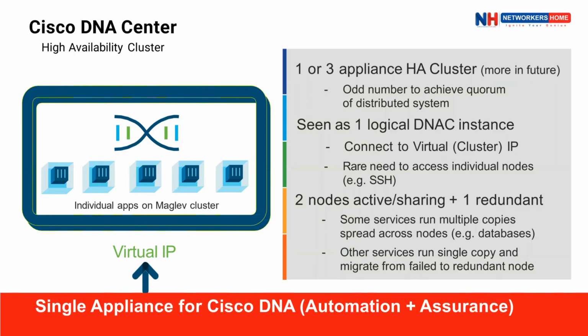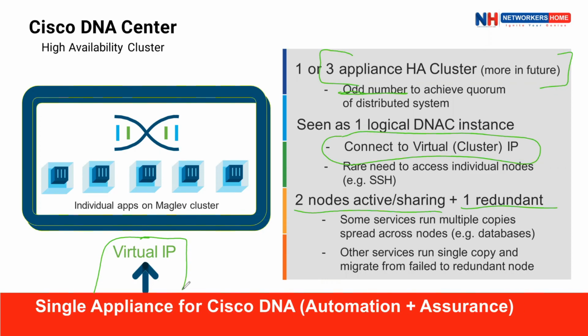Now, speaking of the architecture of DNA Center, we have to make sure that it is a 3 appliance cluster when deploying it in real time. The reason is they have kept it an odd number because 2 of them work simultaneously, and one is ready for a swap. So if either of the 2 doesn't work efficiently or has any problems, the third one takes over. So you can see 2 nodes active, sharing, plus 1 redundant, and they connect to a single virtual IP.